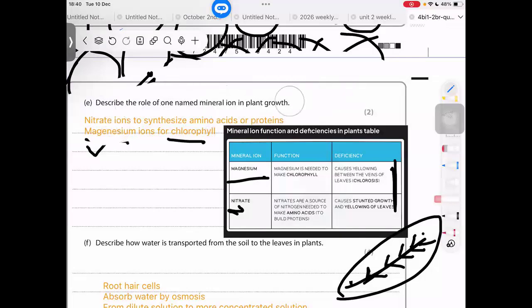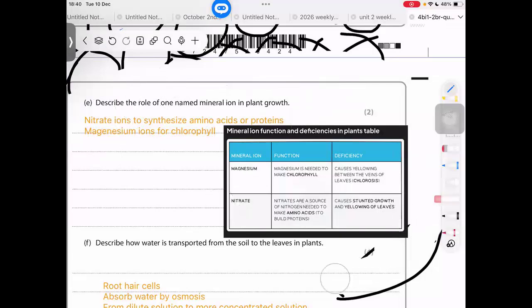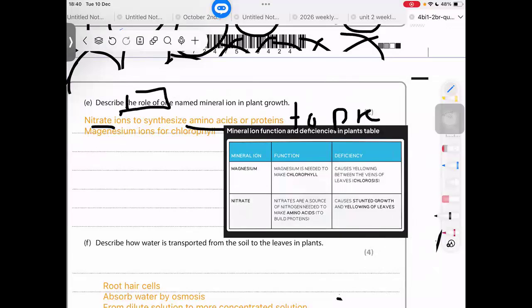Because when you're writing the paper, you don't know what is the answer in the marking scheme. So when you write the answer, it's better to write a full answer. Nitrate ions synthesize amino acid to prevent stunted growth, because they're asking the role, right? Even though they're not directly asking for the deficiency, they have given a lot of space for us. And if we just say nitrate ion synthesize amino acid, it's not the way that we are supposed to answer that question. It's better if we can give more accurate details that we already know.